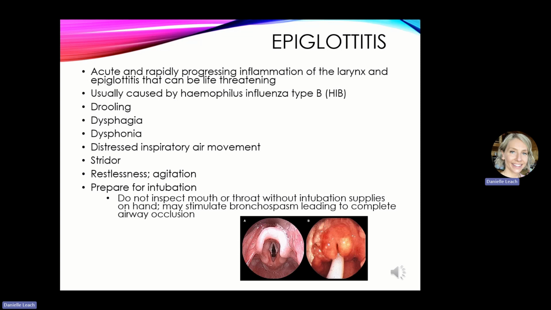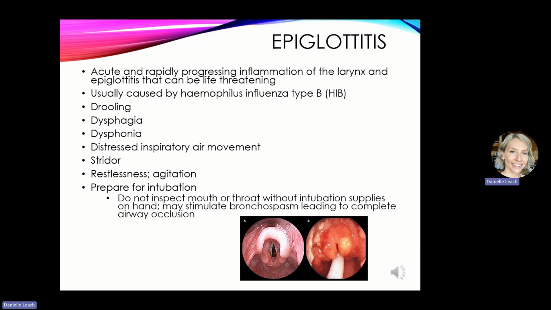Because if we do stimulate the back of their throat or anything in their throat, it could lead to laryngospasms or bronchospasms, which can lead to completely closing off their airway. So basically their throat just spasms shut all of a sudden, and then we're not going to be able to get an ET tube through that because it's completely closed.